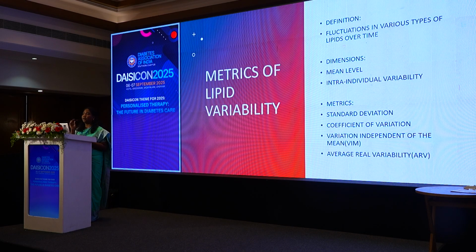So we have our continuous glucose monitoring system to measure glycemic variability. But how are we going to measure lipid variability, and what are the metrics? So by definition, lipid variability is fluctuation in various types of lipids over time. It has two dimensions, like mean level and intra-individual variability. And the metrics with which we measure lipid variability are standard deviation, coefficient of variation, variation independent of the mean, shortly called VIM, and average real variability, that is ARV. So these are the different metrics of lipid variability.